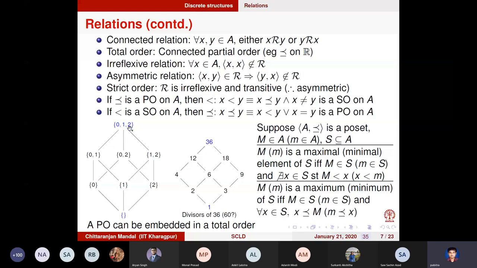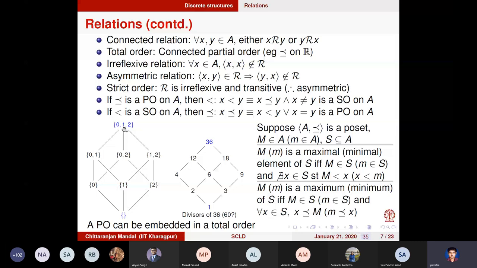Now let us define the relation as follows. One subset is related to another subset if it is contained in that subset. So {0, 2} is contained in {0, 1, 2}. So there is an edge from {0, 2} to {0, 1, 2}. Note that I am not putting the direction because all edges go up. So every edge that you see here is a containment relation.